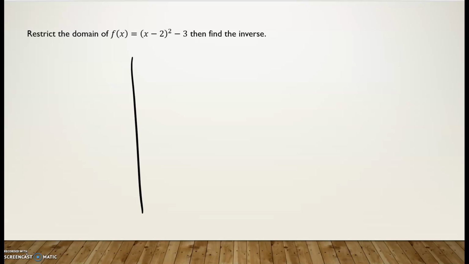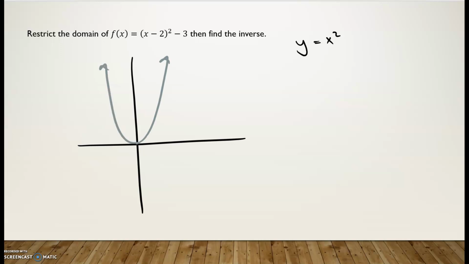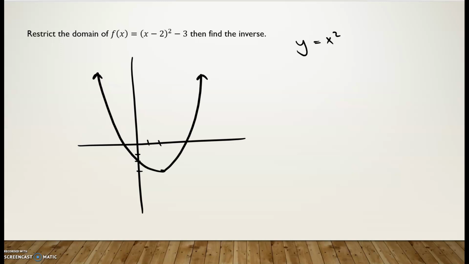Now, we know that the parent function to this is x squared, which looks like a parabola. It starts here at the origin and does something like this. But when you have a negative 2, that means it went 2 units to the right, like this. And this negative 3 means it went 3 units down. So it's starting down here. And let me move this function. So we have something like this.